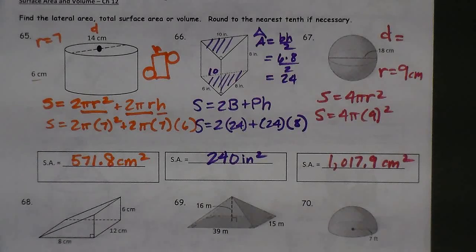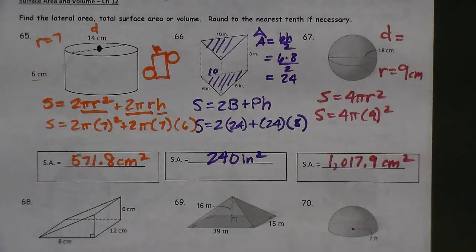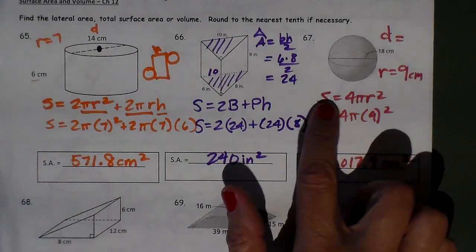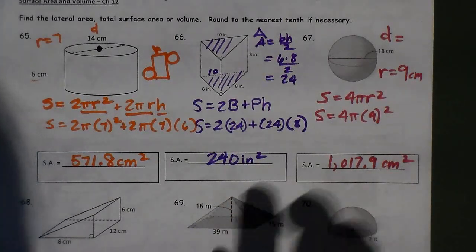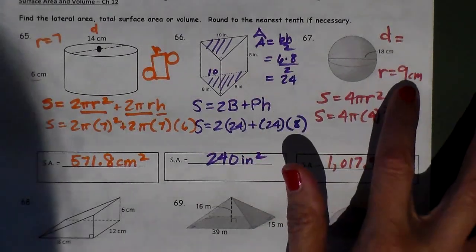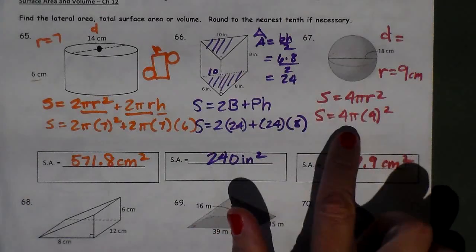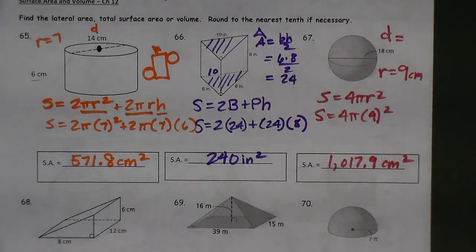So those are your two for those. Now, look at 67. That's a sphere. Spheres are pretty simple. The surface area of a sphere is 4 pi r squared. Okay? 4 pi radius squared. Be careful. It gives you 18, which is the diameter, so the radius is 9. 4 times pi times r squared is 1017.9 square centimeters.